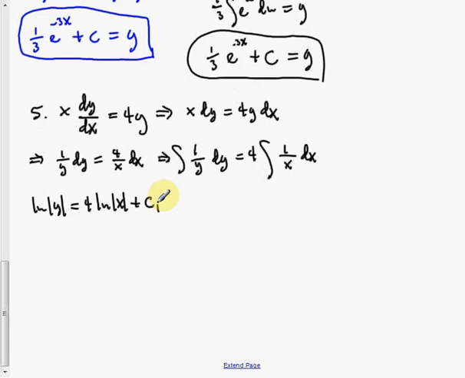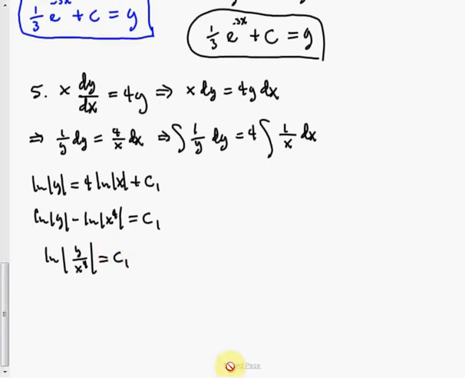So now I'm going to get the so-called natural logs together. So this is the natural log of y minus the natural log of the absolute value of x to the 4th is equal to c sub 1. Right? That 4 became, that's a multiplier. The 4 becomes an exponent. Right? So this is the natural log of the absolute value of y all over x to the 4th is equal to c sub 1.